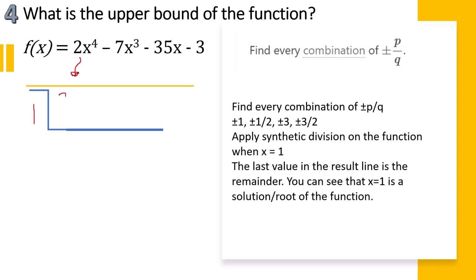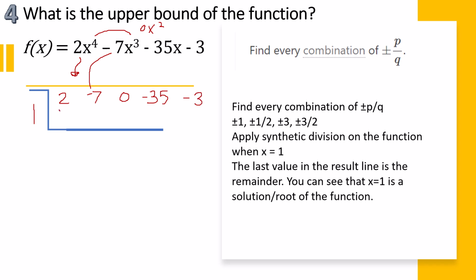We've got positive 2. Let's see if we're missing any terms. X to the 4th, x to the 3rd. We're missing an x squared. Let's not forget to put a 0 in there, and then we'll have everything. All right, so we've got a 2, -7, 0, -35, and -3.